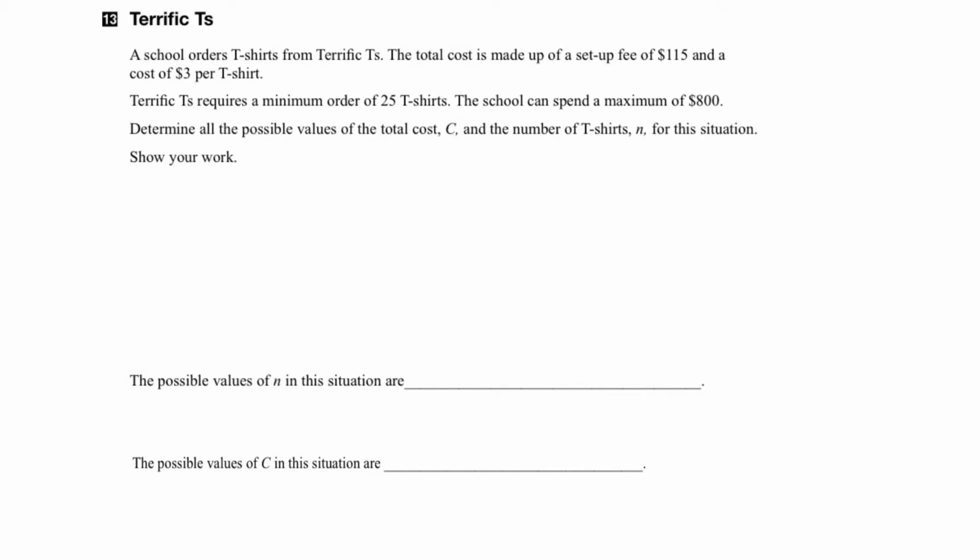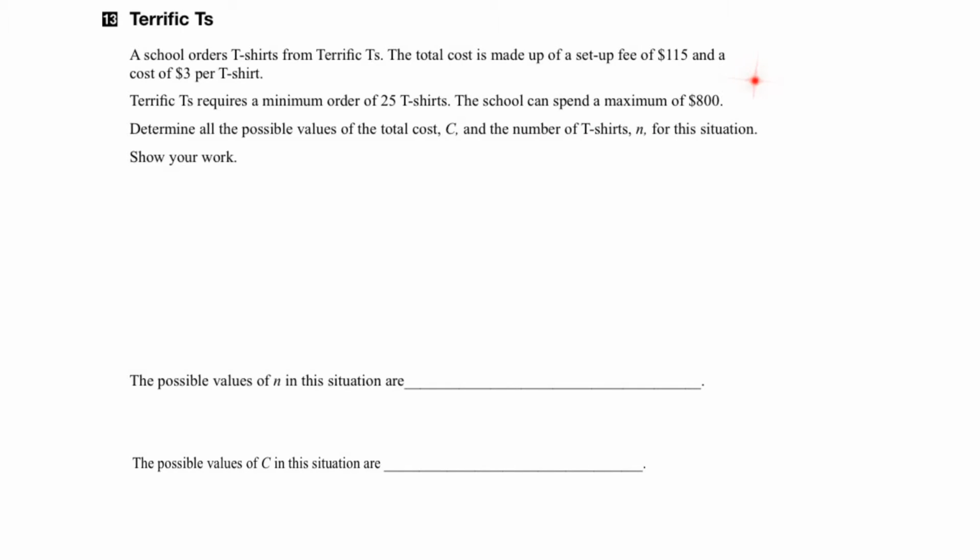In this question, we're told the total cost of ordering some t-shirts is made up of a set fee of $115 and a cost of $3 per t-shirt. We're also told that the company requires a minimum order of 25 t-shirts and the school can spend a maximum of $800. And we're asked to determine all the possible values of the total cost C and the number of t-shirts N for this situation.